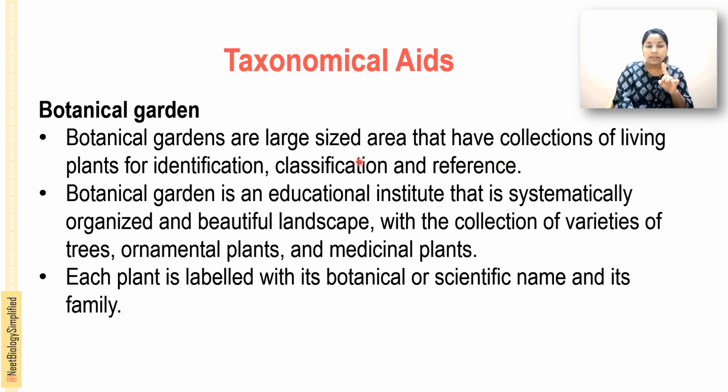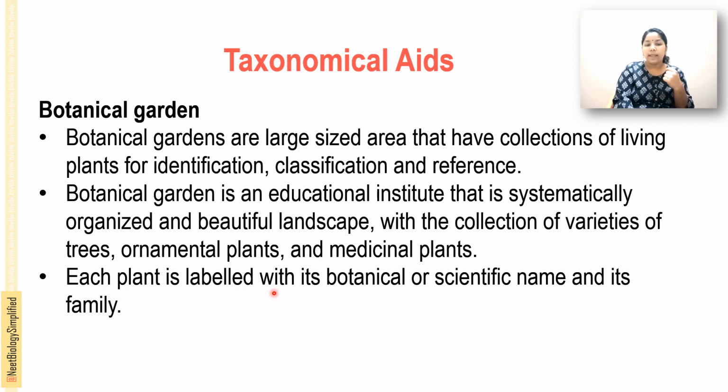A herbarium is a collection in dried form, right? A dry garden. But a botanical garden is a live garden, consisting of live plants for identification, classification, as well as reference purposes. And a botanical garden is an educational institute that is systematically organized and has a beautiful landscape with collections of a variety of trees, ornamental plants and medicinal plants.